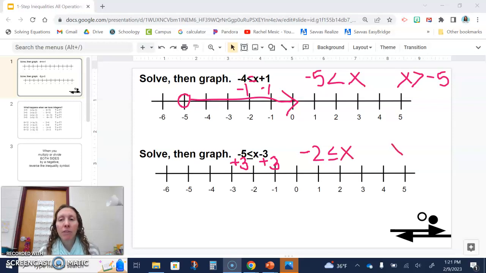All right, then I'm going to flip-flop it because I like to have x first. So I'm going to flip the symbol because it has to still eat the x, and then -2. So x is greater than or equal to -2. So I'm going to put a closed circle at -2, and I'm going to shade to the right because x is greater than or equal to -2.